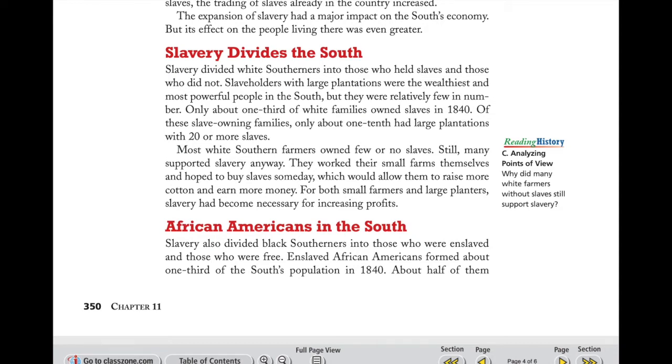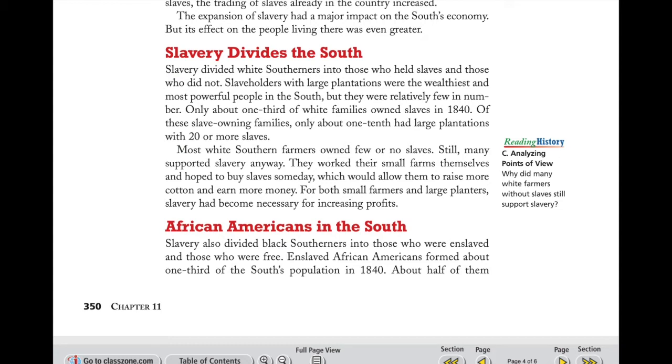Still, many supported slavery anyway. They worked their small farms themselves and hoped to buy slaves someday, which would allow them to raise more cotton and earn more money. For both small farmers and large planters, slavery had become necessary for increasing profits.